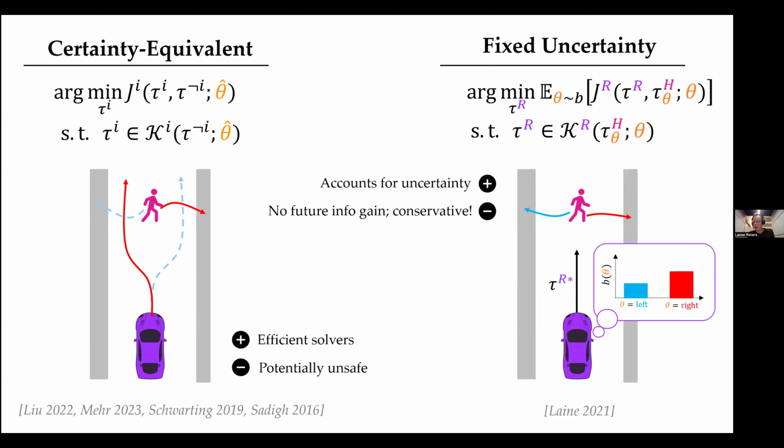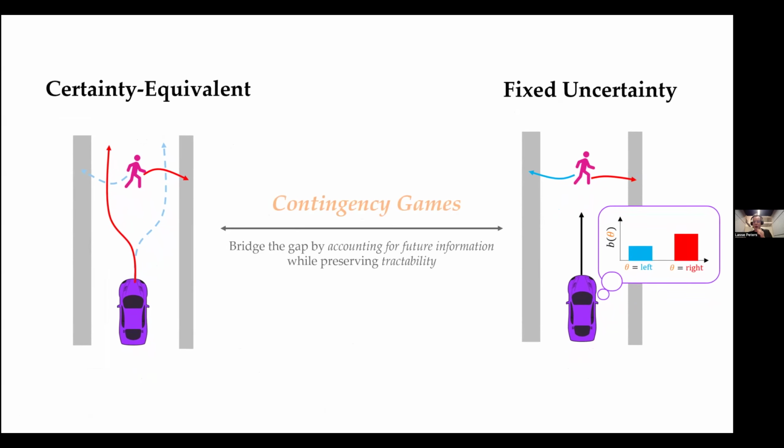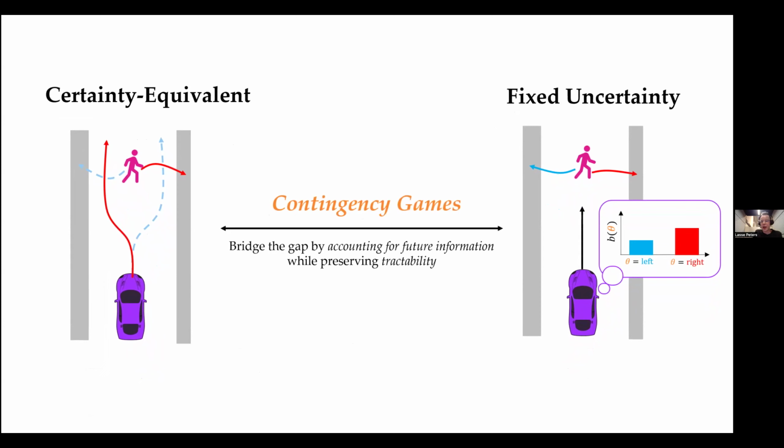In this setting, we've just decided to come to a complete halt, and this may not be the best thing to do in this setting. And so the idea of contingency games is to bridge this gap by accounting for uncertainty and modeling this entire distribution, but accounting for the fact that we will get more information in the future, and we want to capture this sort of information gain in a tractable way.